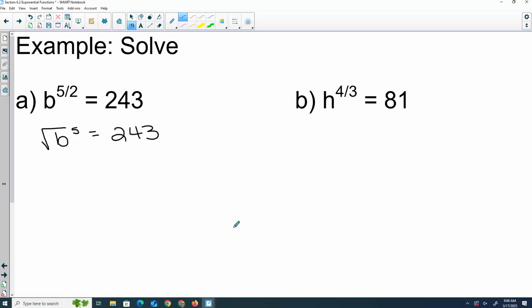Okay. We have a couple different options. We can either get rid of the square root or the 5th power first. Which one do you guys want to get rid of first? Square root. What's the opposite of a square root? Okay, so those cancel. We get b to the 5th power equals, I do not know 243 squared off the top of my head.